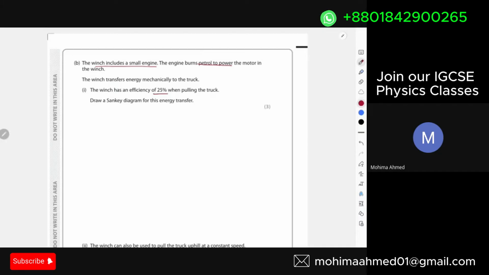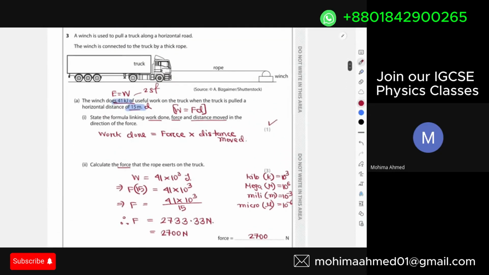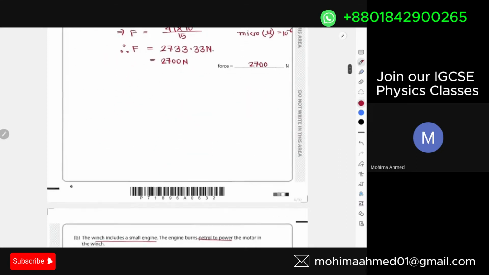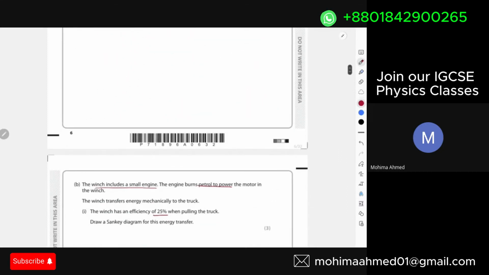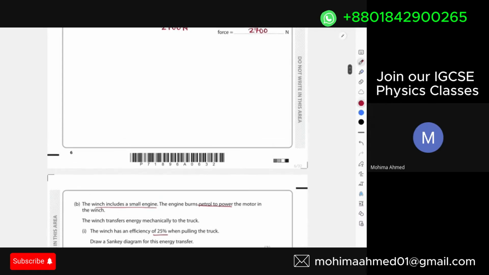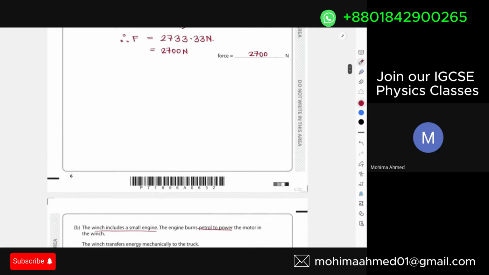Efficiency of 25% means what? That means out of the 100% input energy, the winch is only able to transfer 25% of that input energy into useful energy. That means the rest of the energy is wasted, right? Over here, this 41 kilojoule was the useful work they have given you. That means from there, you have to use percentage to find out the total input energy. In this equation, we are trying to find out the total, and they have given you the useful value. So we're going to use this idea that I want to find out the input energy.